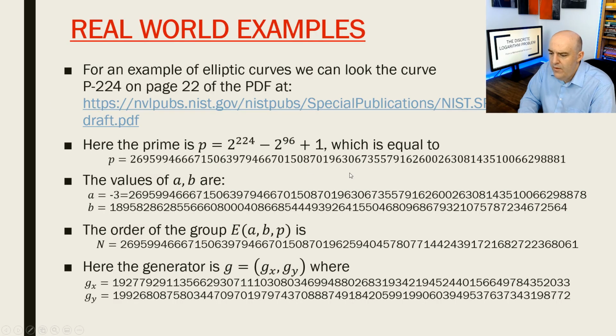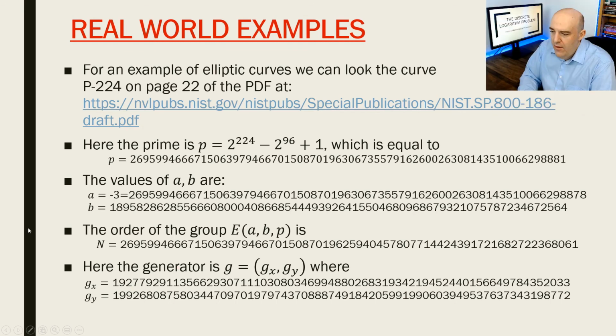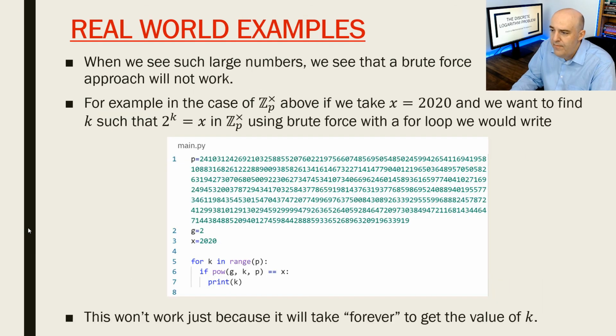So we see that, and the generator g is a tuple in elliptic curve, so we need to specify both the x and y coordinate. Here they are. So this particular value generates the entire group. We see how large these values are. They're crazy, right? There's no way we could do a brute force search on this and hope to find the value of k that we're looking for to solve the discrete logarithm problem.